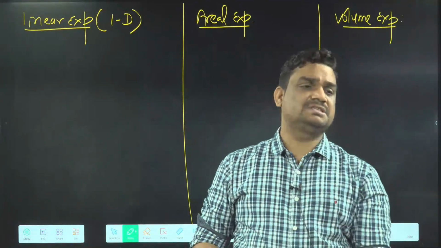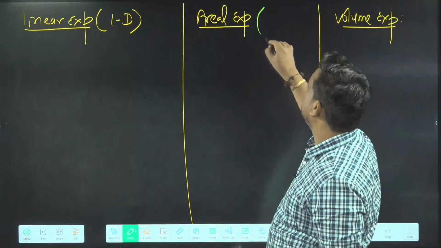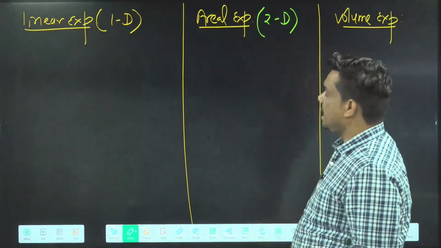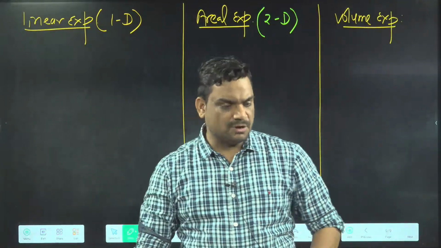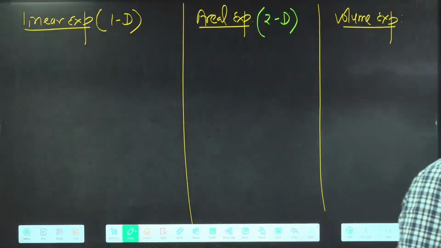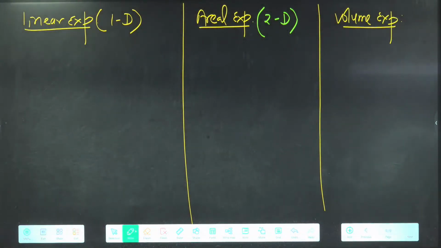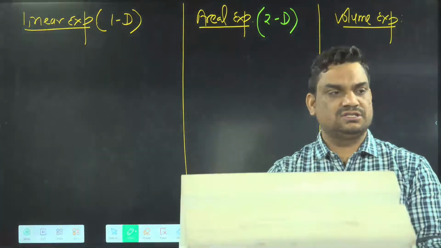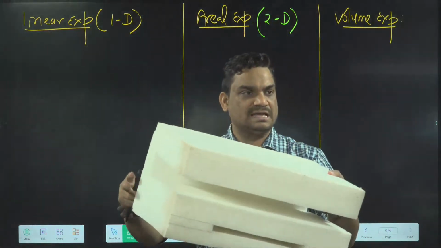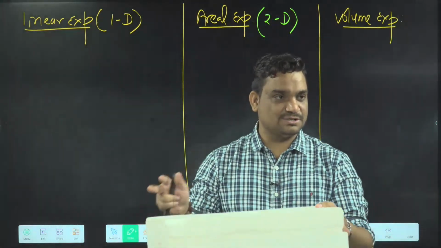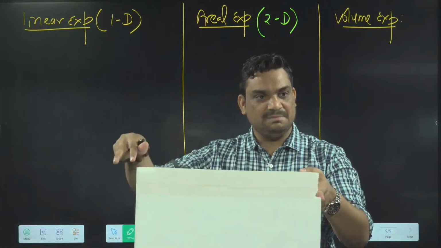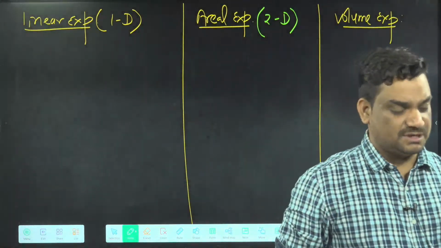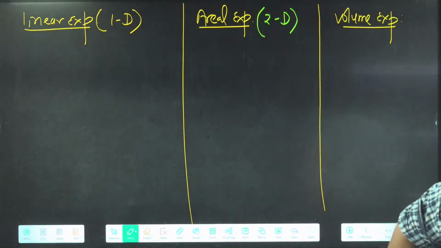So when I talk about two dimensions combined, then I say areal expansion. And suppose a cubical block is there, then there will be change in all three, just like this one here. Assume this is metallic. So the L, B as well as H, basically all three dimensions will be changed.